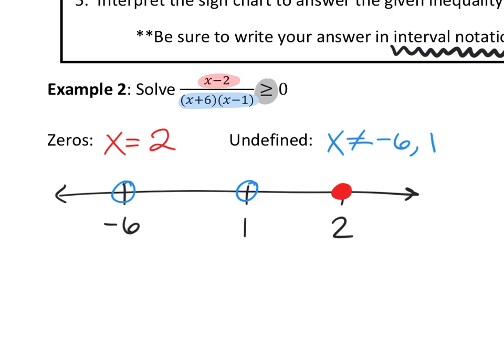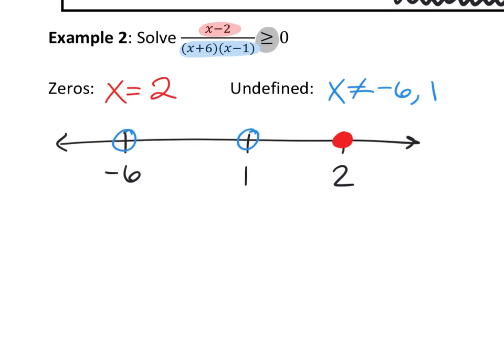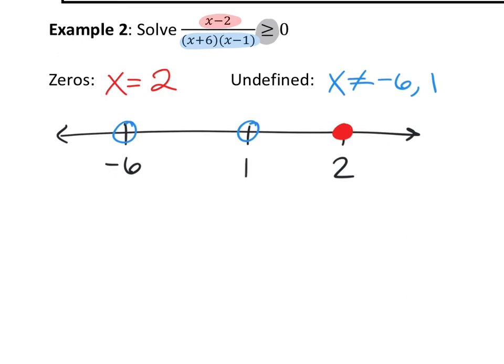Okay, now we have a sign chart to create because we have 4 intervals that we need to know what's happening on the graph. Is it above the x-axis or below the x-axis? What number can I plug in for that first interval?